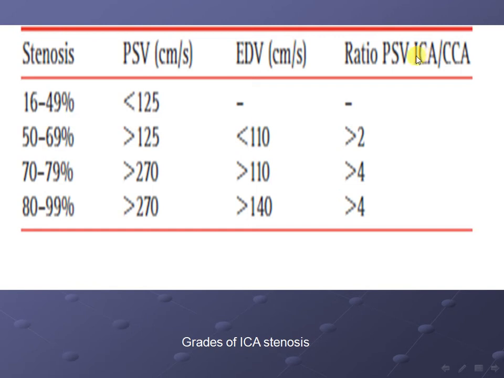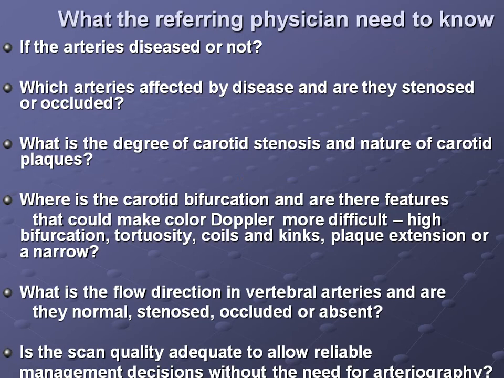The ratio of the ICA over the CCA, you can use it to confirm; the ratio will be more than 4. That is, the post-stenotic velocity at the ICA will be significantly increased relative to the common carotid artery, okay? More than 4 times, exactly.